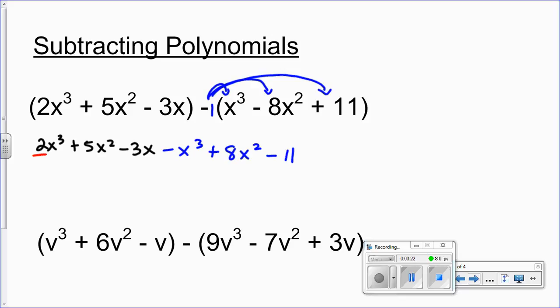So 2x cubed and negative x cubed. So 2x cubed and negative x cubed is 1x cubed. 5x squared and 8x squared. That would be plus 13x squared.